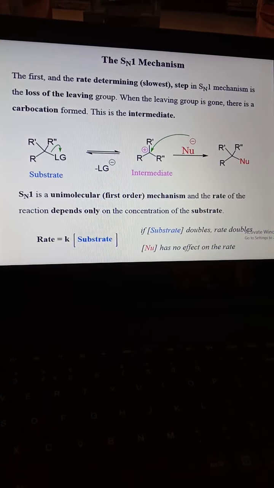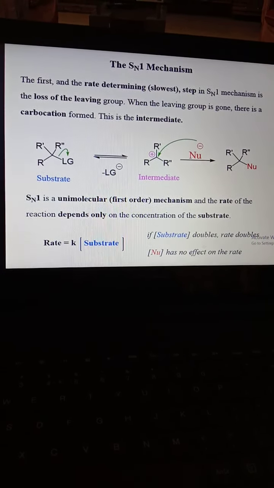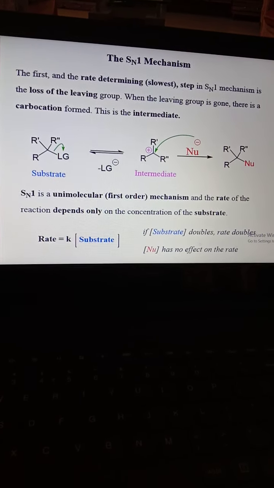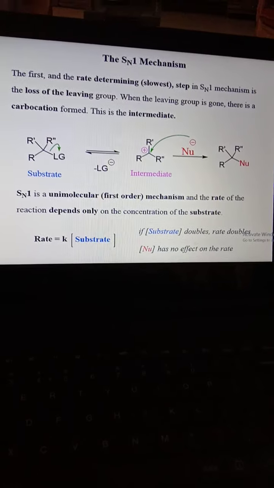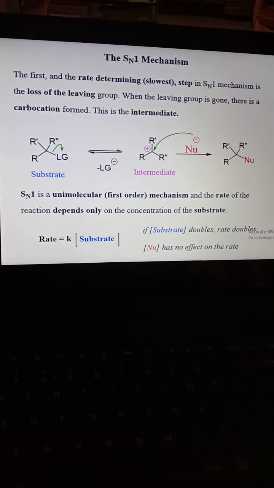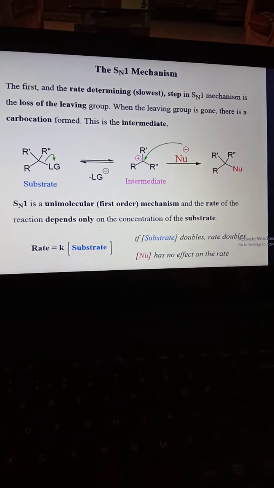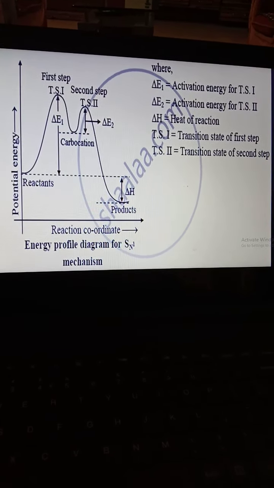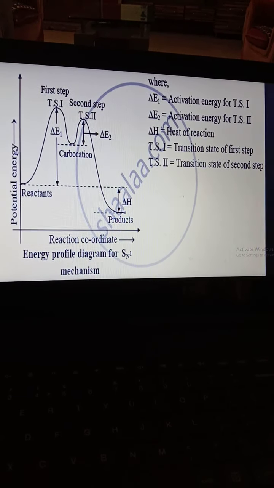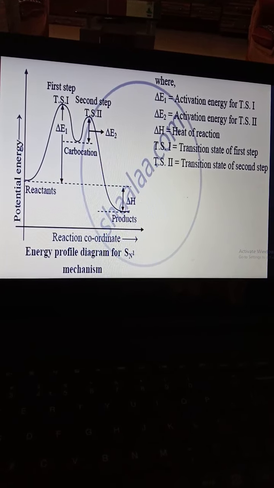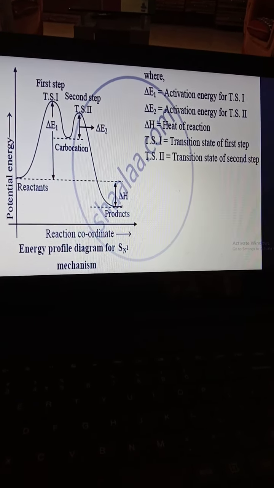SN1 is a first order mechanism. It depends only on the concentration of the substrate, not on the reagent. The nucleophile has no effect on the rate of reaction. This is the energy profile diagram for the SN1 reaction. There are two transition states, and delta E1 and delta E2 are the energies of activation.